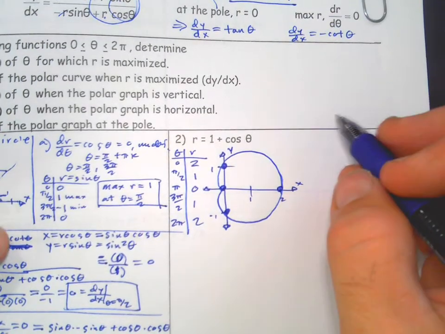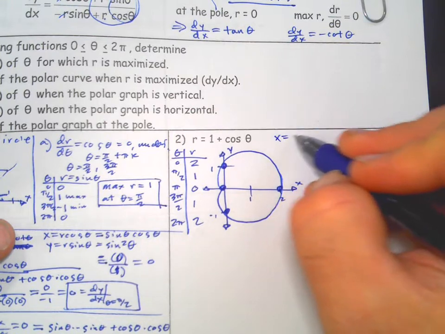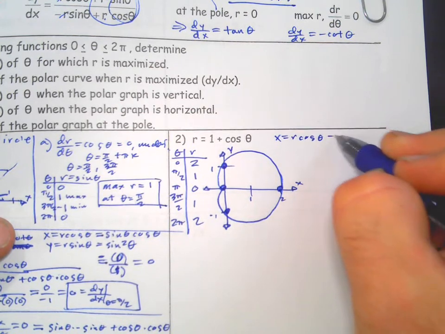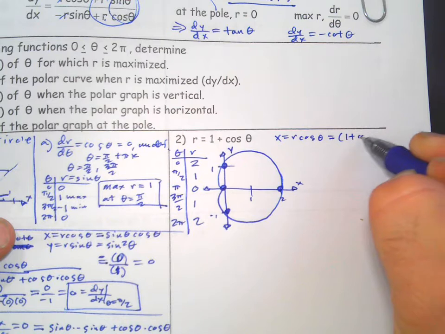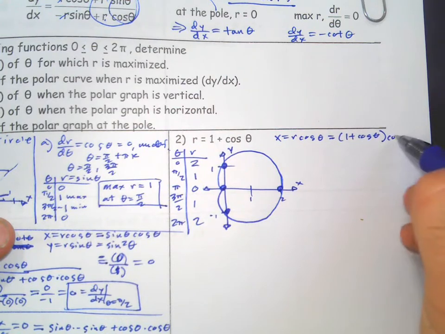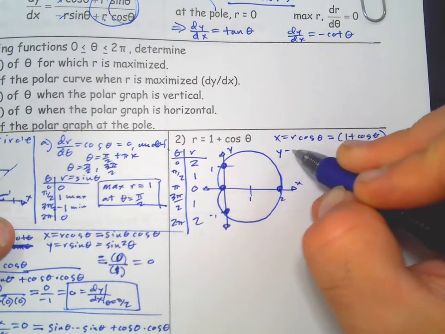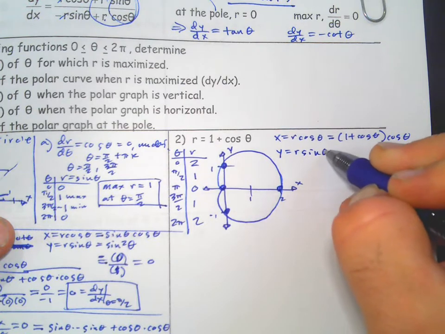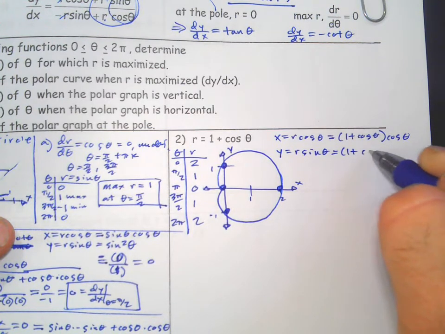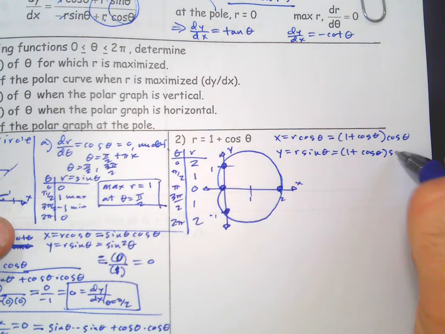Okay. X equals r cosine theta, which is going to be 1 plus cosine theta times cosine theta. And y equals r sine theta, which is going to be 1 plus cosine theta times sine theta.